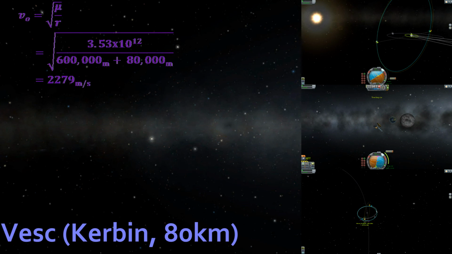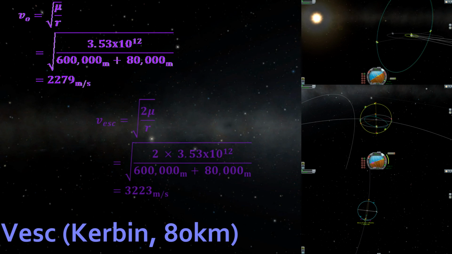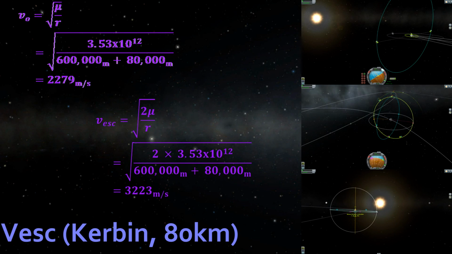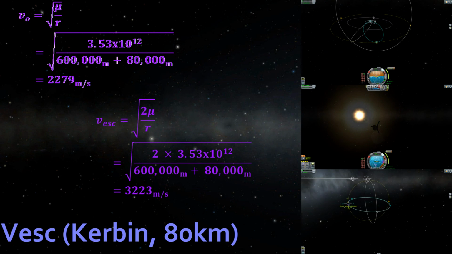Compared to the 2279 meters per second to make our parking orbit around Kerbin, we don't need even another 1000 delta V to make the 3223 required to escape from the grasp of the planet entirely. This is one of the reasons why they say once you're in orbit, you're halfway to anywhere.